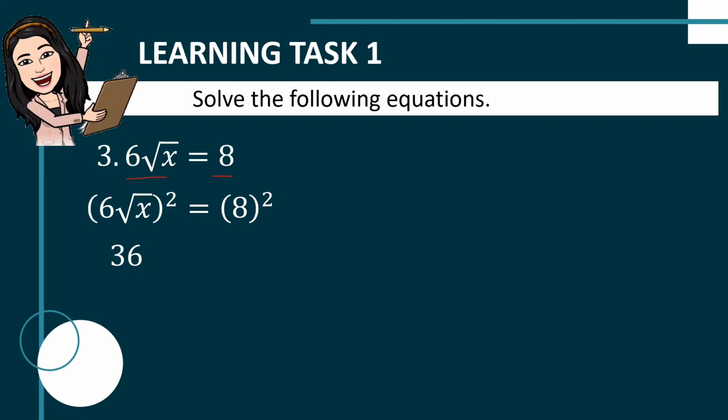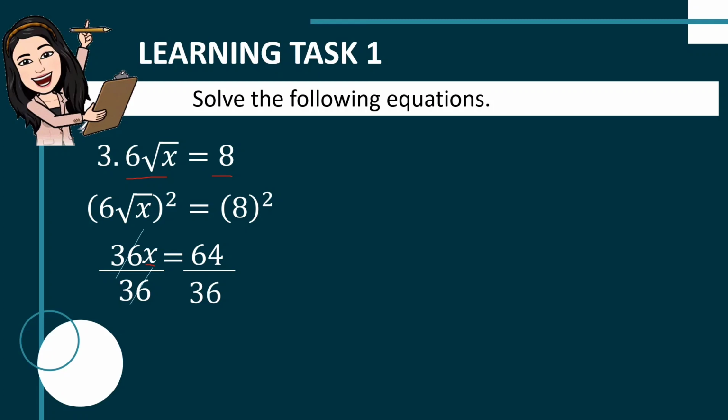Now, multiply by the, what is square root of x squared? Okay, we have x. And 36 times x is equal to 36x. How about 8 squared? Okay, we have 64. Since our goal is to find the value of x, we need to eliminate 36. And that is by dividing both sides by 36. 36 divided by 36 is 1. So therefore, we can cancel them.